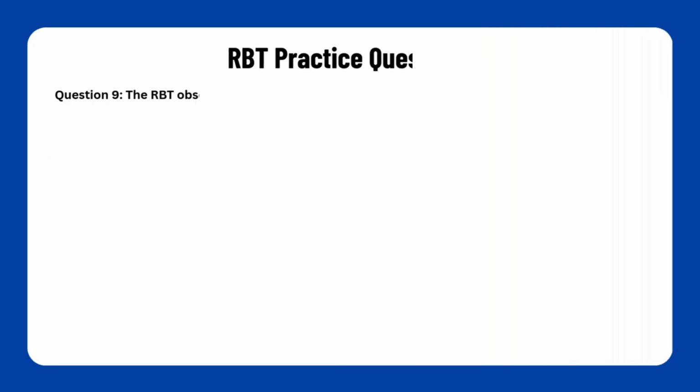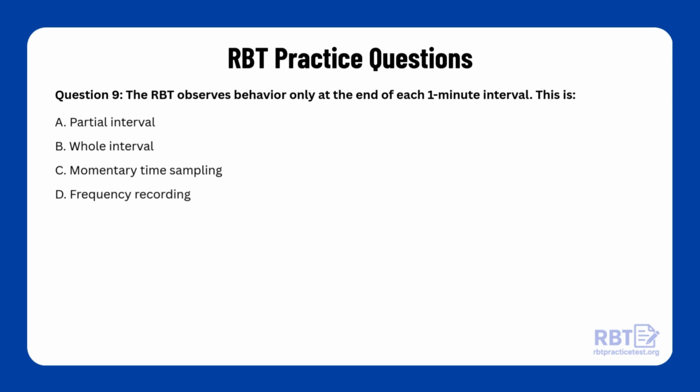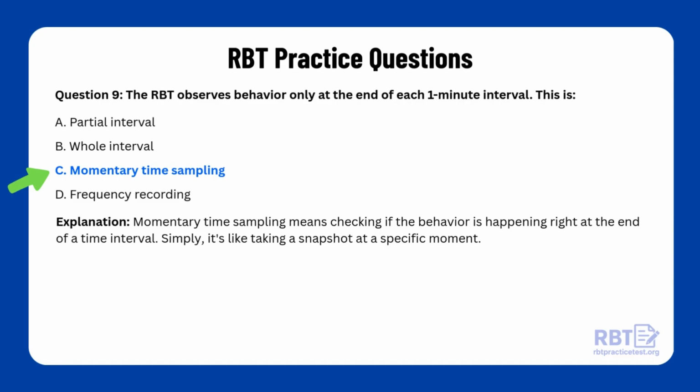Question number 9. The RBT observes behavior only at the end of each 1-minute interval. This is A. Partial interval, B. Whole interval, C. Momentary time sampling, D. Frequency recording. The correct answer is C. Momentary time sampling means checking if the behavior is happening right at the end of a time interval. It's like taking a snapshot at a specific moment.